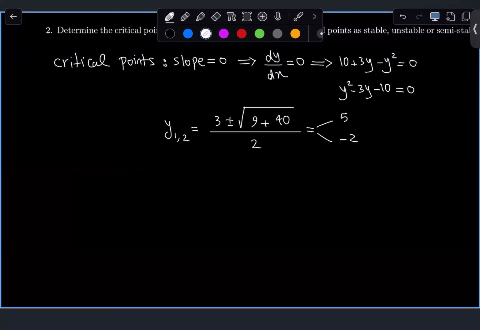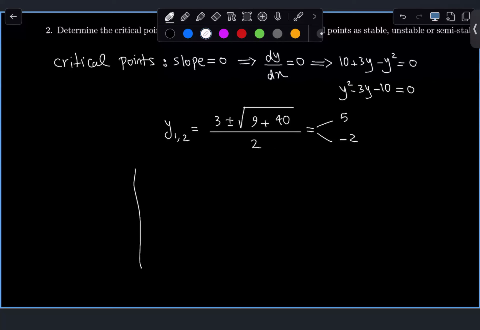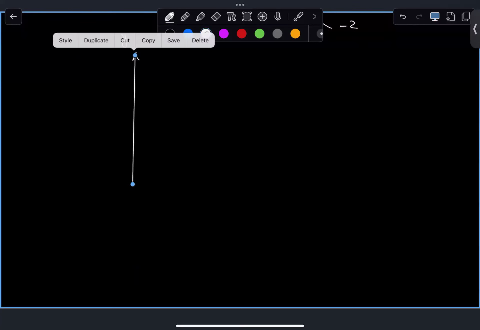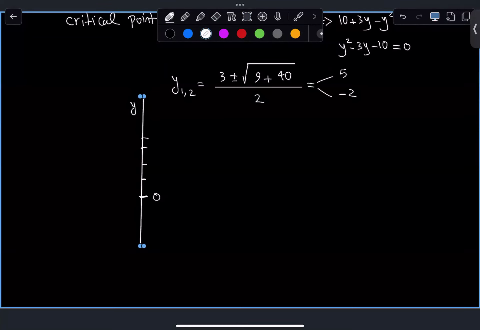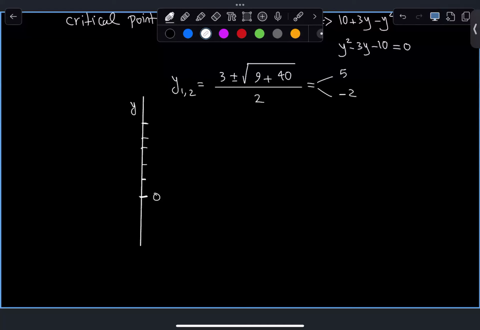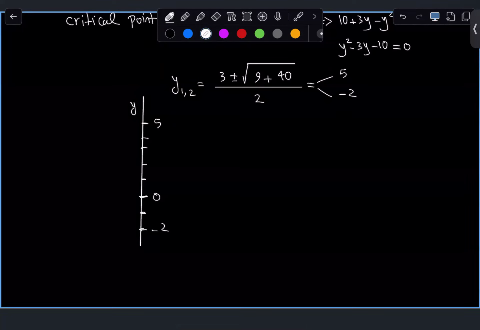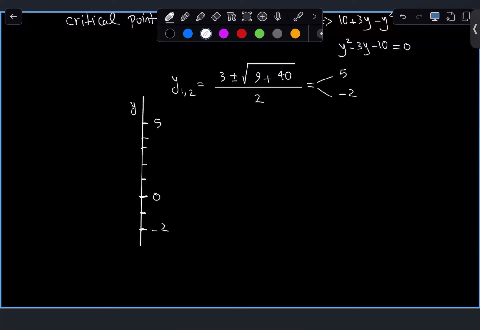Questions? Okay, so now you can draw this phase diagram line, which basically shows y and these critical points. The critical points are, if this is 0, this is 1, 2, 3, 4, 5, go up. 1, 2, 3, 4, 5, and negative 1, negative 2. Right? And you want to know the sign of the slope above 5, between 5 and 0, and below 0.